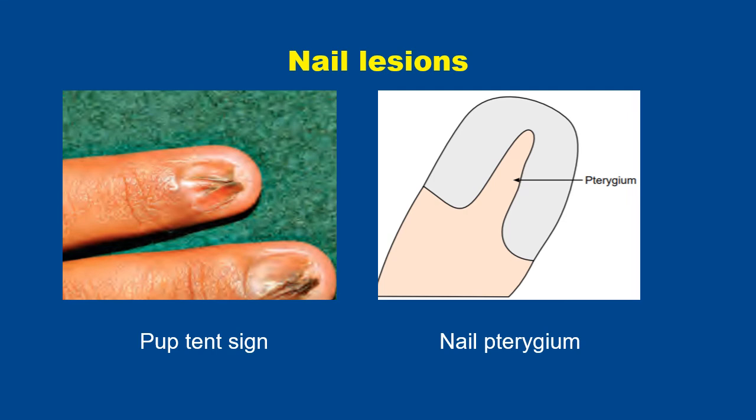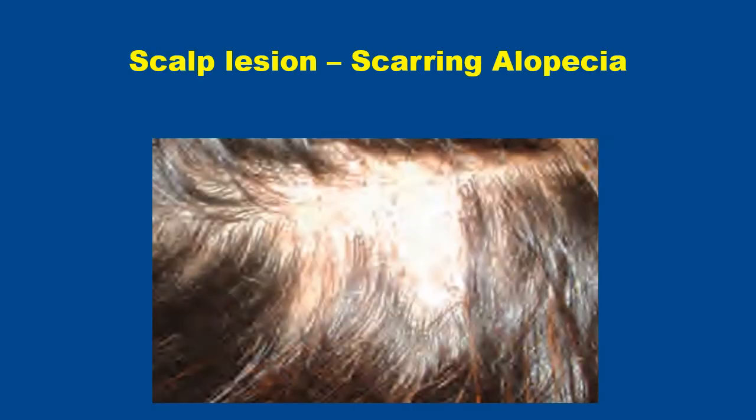The nail lesions of Lichen planus are characteristic. There is extension of the proximal nail fold onto the nail matrix and the nail plate, and this is known as a pterygium. The sign that it creates is known as a pup tent sign. If Lichen planus involves the scalp, it may lead to scarring alopecia with destruction of the hair follicles.